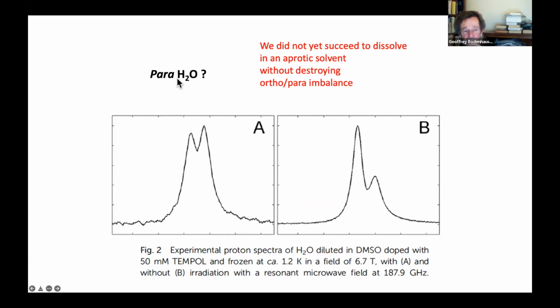So this is just water in DMSO, diluted DMSO, with Tampol, which has the free electrons, frozen, as you can see. On the left, without microwave irradiation, that means that the spin temperature is the same as the sample temperature, whereas on the right-hand side, it is with microwave irradiation, so that we lower the spin temperature from about 1 Kelvin to about 1 millikelvin. So this is, we believe, para water, at least most of it is para water.